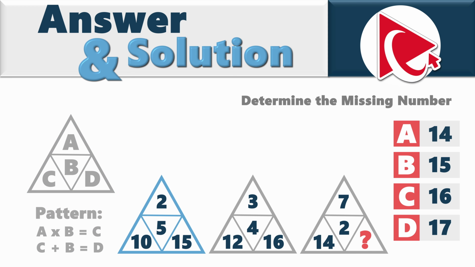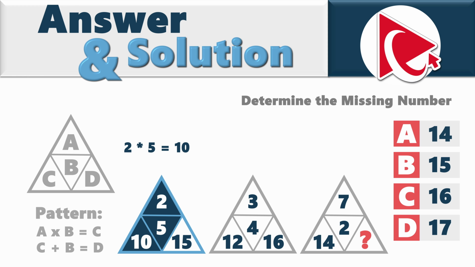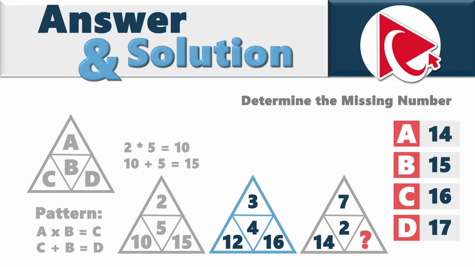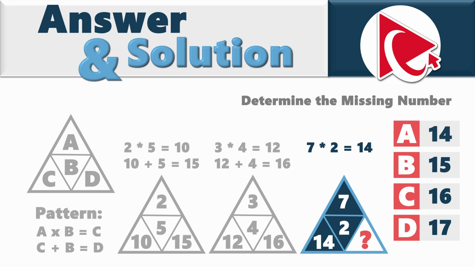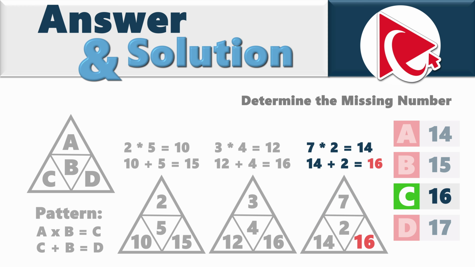In the first triangle, 2 multiplied by 5 equals 10. Then 10 plus 5 equals 15. In the second triangle, 3 multiplied by 4 equals 12. And 12 plus 4 equals 16. And in the third triangle, 7 multiplied by 2 equals 14. And 14 plus 2 equals 16. So the correct answer here is choice C, 16.